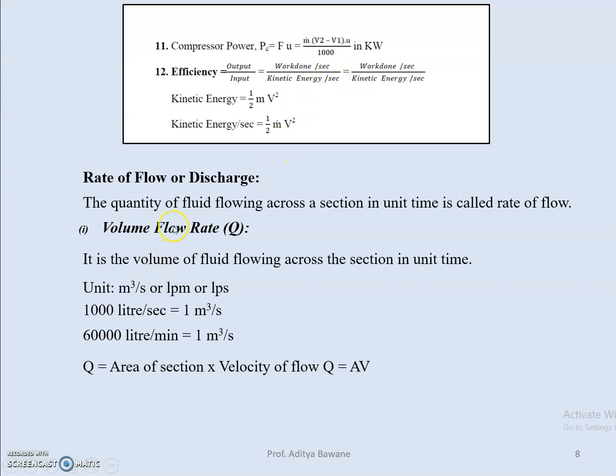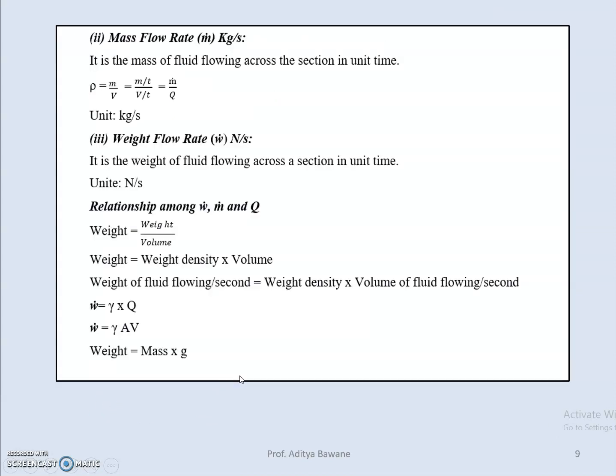Now we know the volume flow rate, Q, is nothing but the volume of fluid across a particular section per unit time. Its units are meter cube per second, liter per minute, liter per second. Let us consider those as units: 1000 liter per second equals 1 meter cube per second, or 60,000 liter per minute equals 1 meter cube per second. So Q equals A into V.